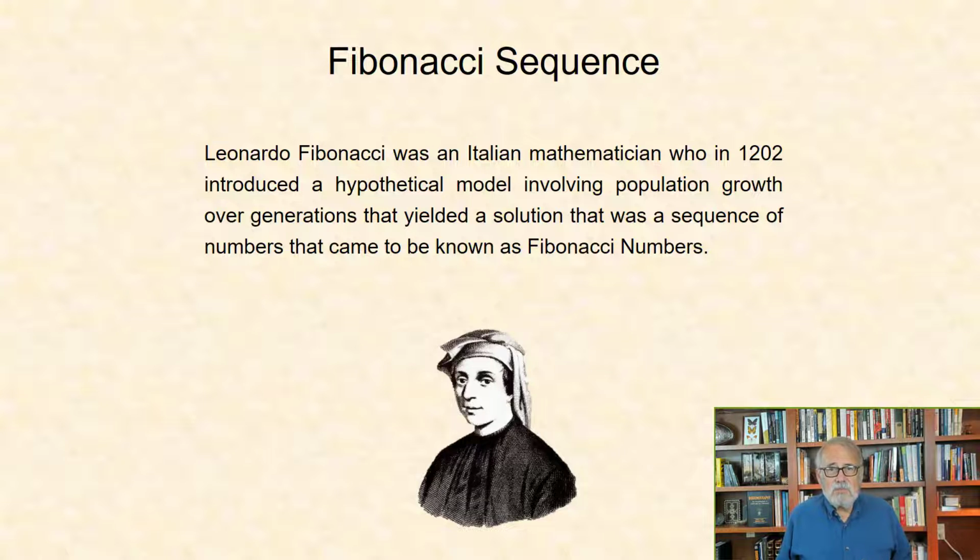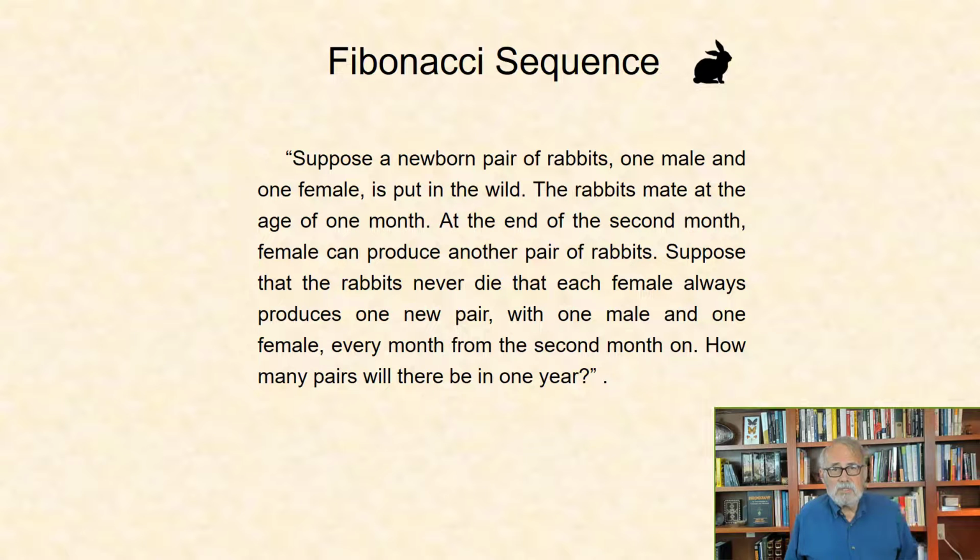He wrote, "Suppose a newborn pair of rabbits, one male and one female, is put into the wild. The rabbits mate at the age of 1 month. At the end of the second month, females can produce another pair of rabbits. Suppose that the rabbits never die, that each female always produces one new pair with one male and one female every month from the second month on. How many pairs will there be in 1 year?"